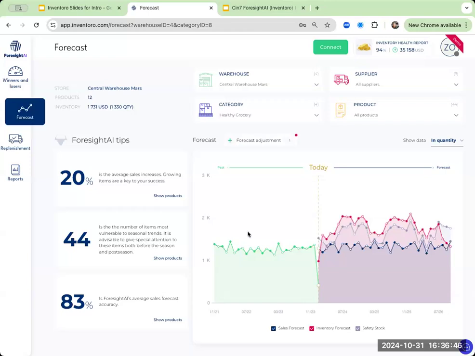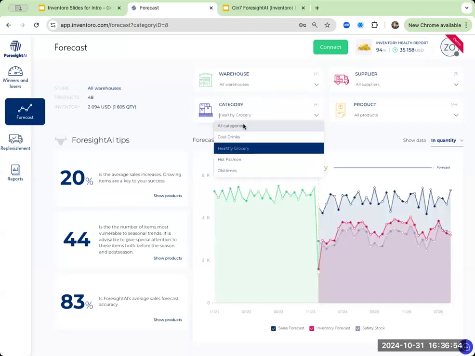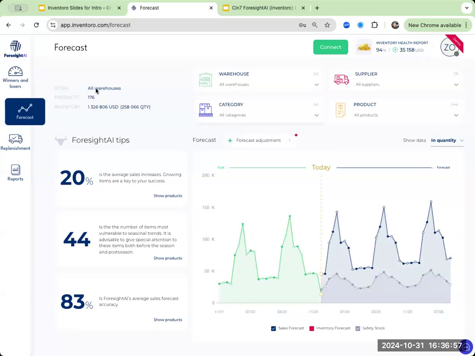This could be a huge, huge time saver, allowing you to actually dig deeper into the data, empowering you to make those better business decisions. So we'll go ahead and click on all warehouse, all categories. Left-hand side, we have quite a few numbers here.